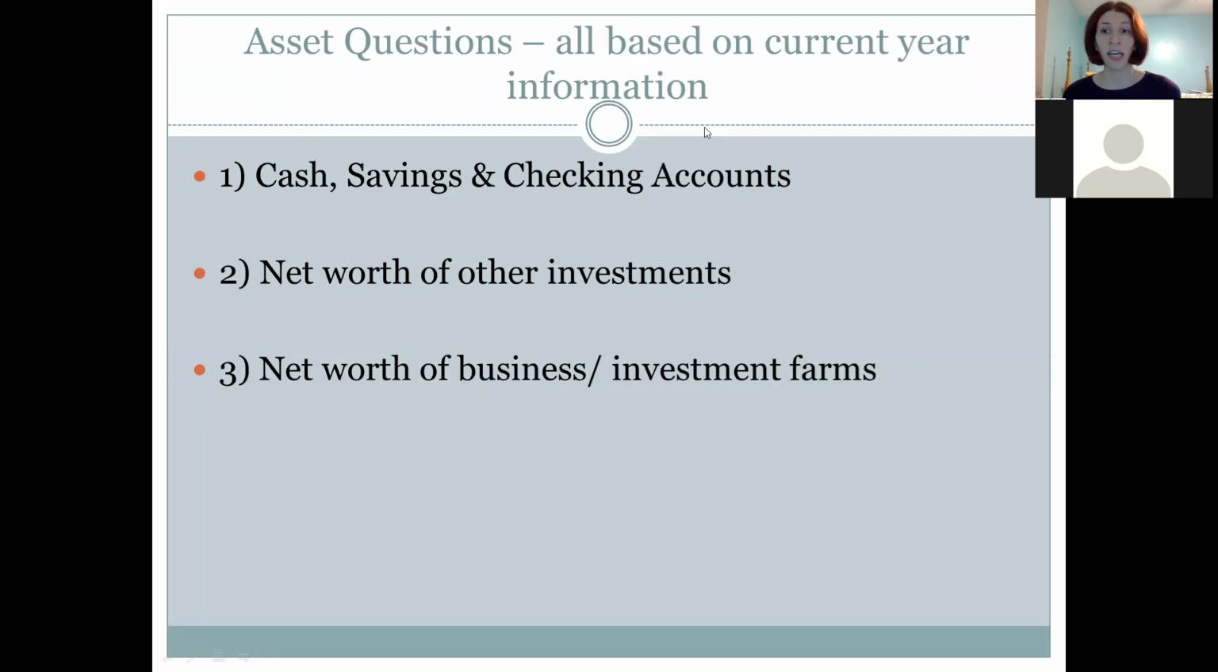This information again is as of the day you're filling out the FAFSA, whereas the 2021 FAFSA is based upon 2019 tax information. For the assets, it's actually as of the day you're filling out the FAFSA. So it's important to keep track of all the different years of information that you have to provide.